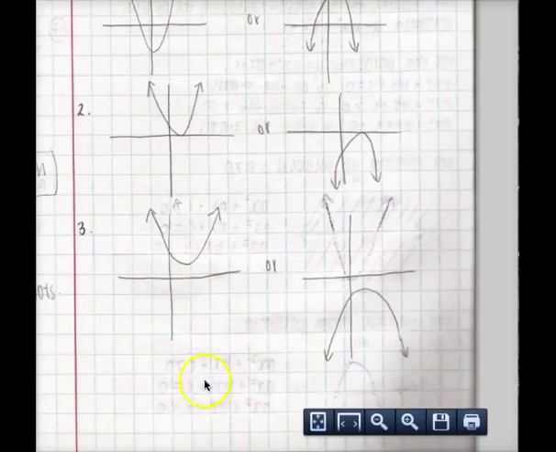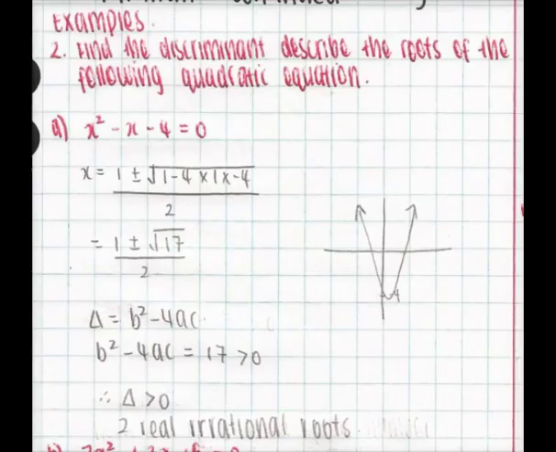Okay, so that's a summary of the discriminant. Some examples of using this information that we've just discovered about the discriminant.